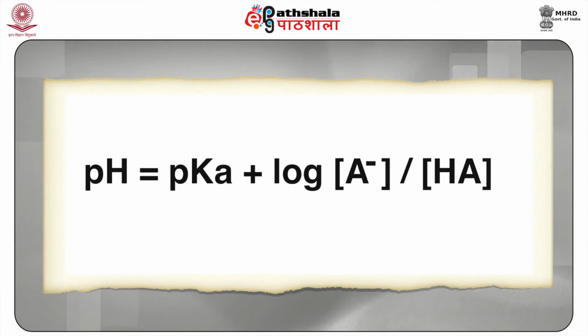Now students, if you remember, the Henderson-Hasselbalch equation is pH equals pKa plus log of the concentration of the anion divided by the concentration of the acid. Now students, by plotting a graph between the absorbance versus the wavelength at different pH values, the ratio of the concentration of anion to the acid can be determined, and hence the pKa value of the compounds can be calculated.